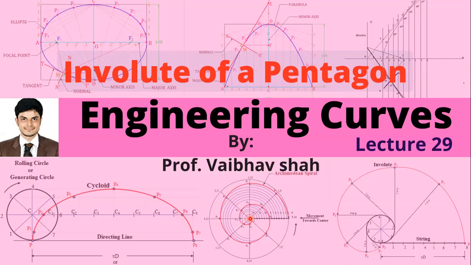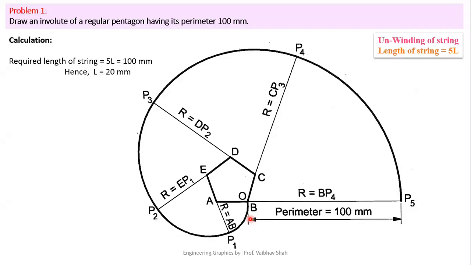Now, let us start with one of the problems. Problem 1. Draw an involute of a regular pentagon having its perimeter 100 mm. So it is obvious that we have to draw the involute of a pentagon. But what do you mean by regular pentagon? A regular pentagon means a pentagon having each of its sides of equal length.